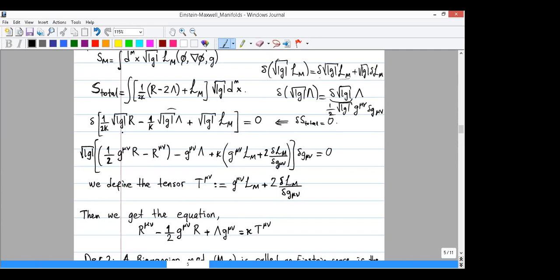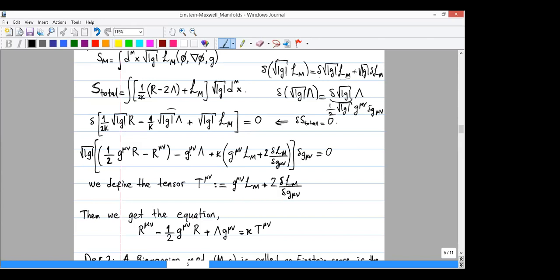The first part we already obtained, square root of g, delta g^μν is here. This part is obtained. And let's focus on the second term, the term with the cosmological constant, and apply the variation. Since lambda is already constant, we just have the variation of square root of g, and we obtained this in the previous steps, and that is 1/2 square root of g g_μν delta g^μν.